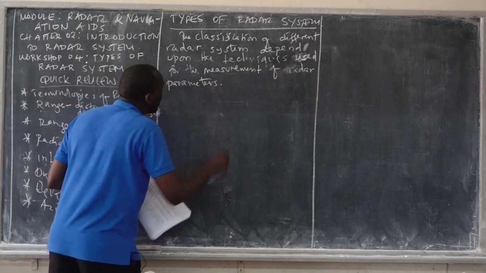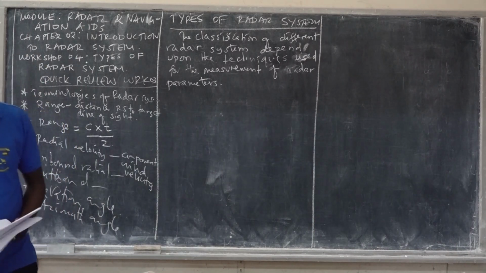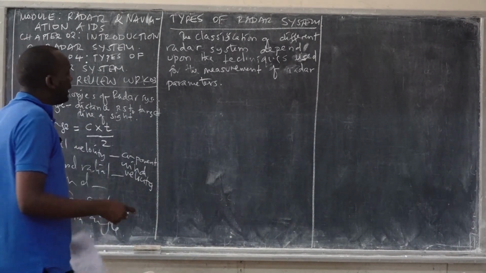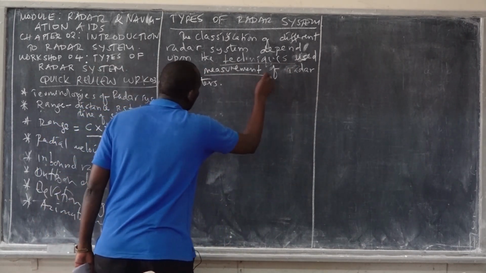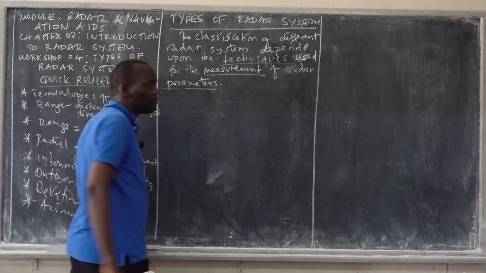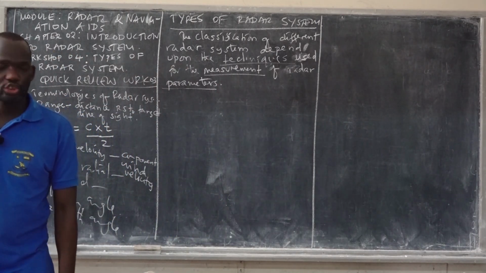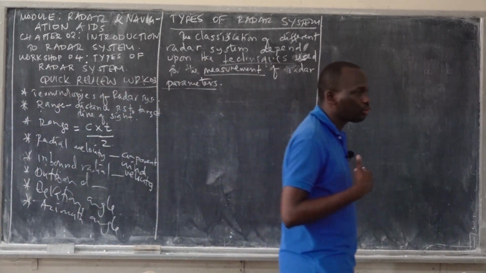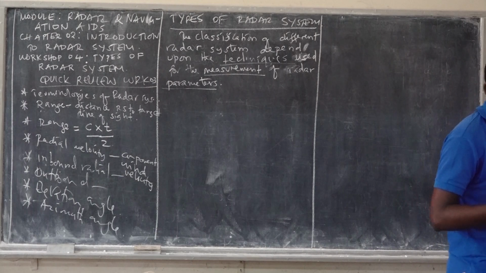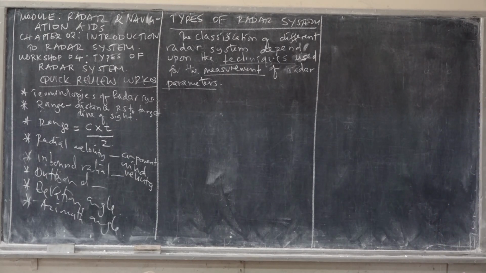So we classify different types of radars depending on the techniques used for the measurements of radar parameters. It means that we can have, let's say, two types of radars. But how do we classify those two types? Depending on the techniques of measuring radar parameters.